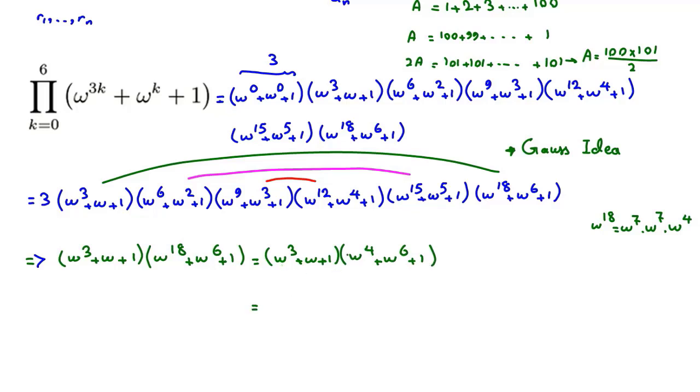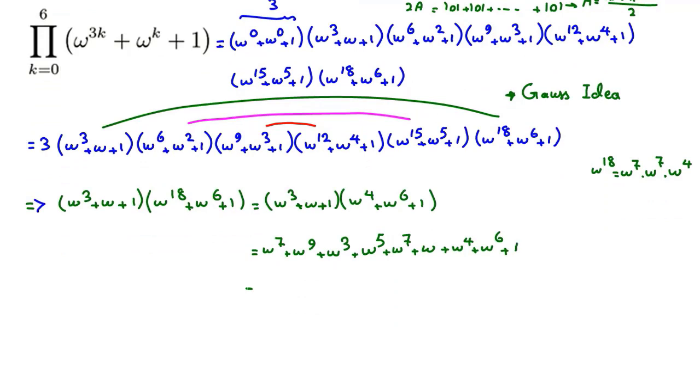If we multiply W cubed to all of them, it will be W7 plus W9 plus W3. W to all of them: W5, W7, W. If we multiply 1, it will be W4 plus W6 plus 1. And then W7 we know is 1, W9 we know is W squared because W7 is 1, W3, W5, W7 is 1, W4, W6, plus 1. So here we have 1 plus 1 plus 1, 3.